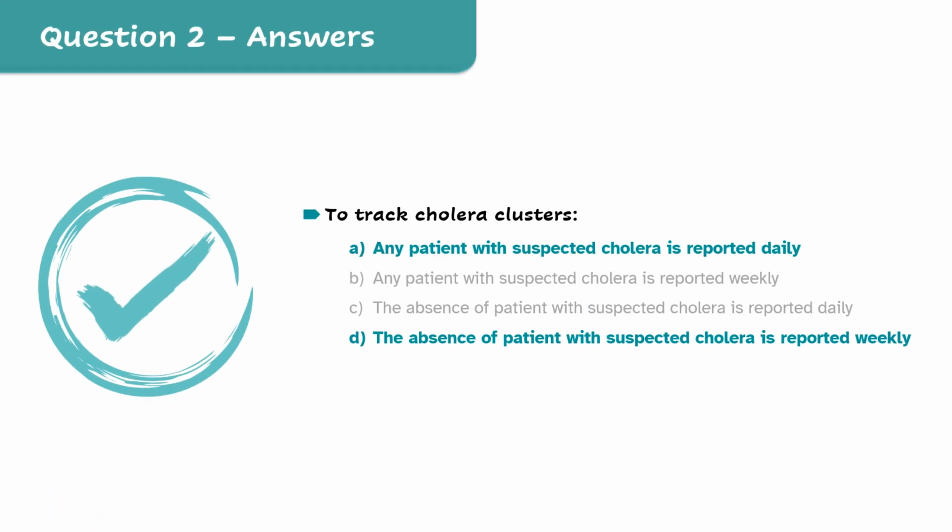The correct answers are A and D. When surveillance is to track cholera clusters, any patient meeting the definition of a suspected cholera case is reported daily, and the absence of patients meeting the definition of a suspected cholera case is reported weekly.